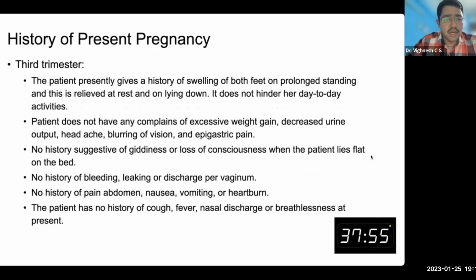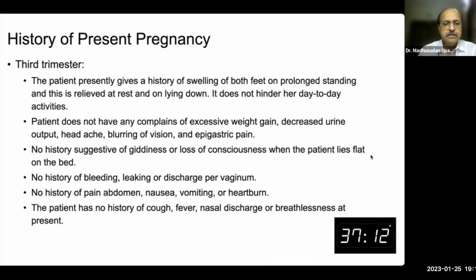In third trimester, the patient presently has a history of swelling of both feet on prolonged standing, and this is relieved after rest and on lying down. It does not hinder her day-to-day activities and is not associated with any pain. The patient does not have any complaints of excessive weight gain, decreased urine output, headache, blurring of vision, or epigastric pain. And there is no history suggestive of any giddiness or loss of consciousness when the patient tries to lie flat on the bed. There is also no history of bleeding, leaking, or discharge per vagina. The patient also does not have any complaints of pain per abdomen, nausea, vomiting, or any history suggestive of heartburn.